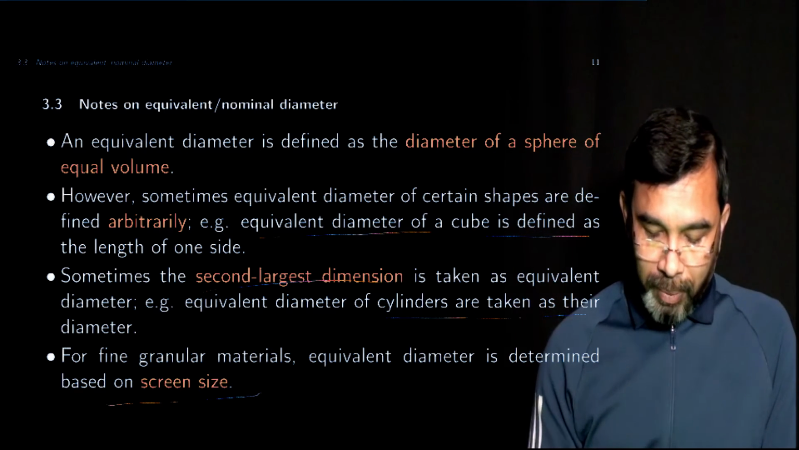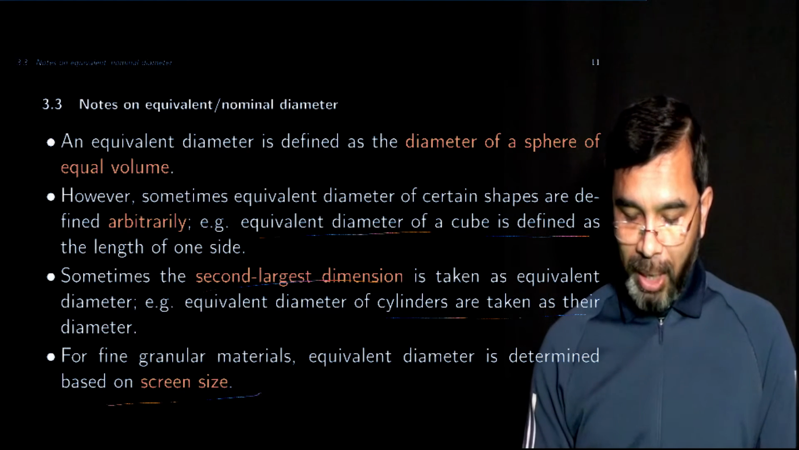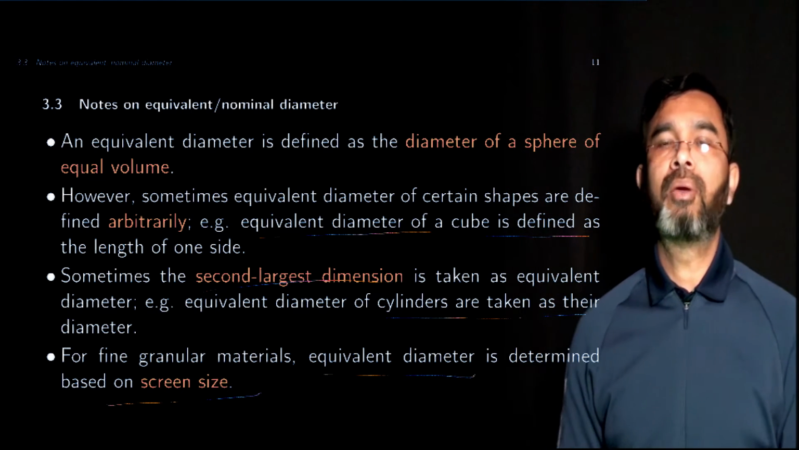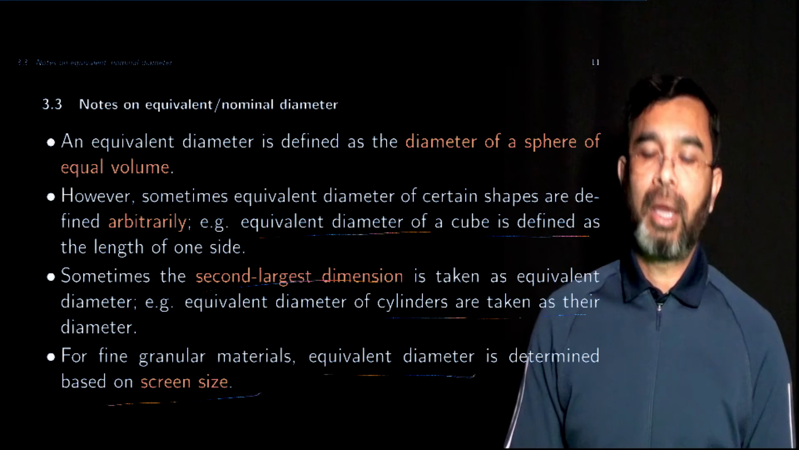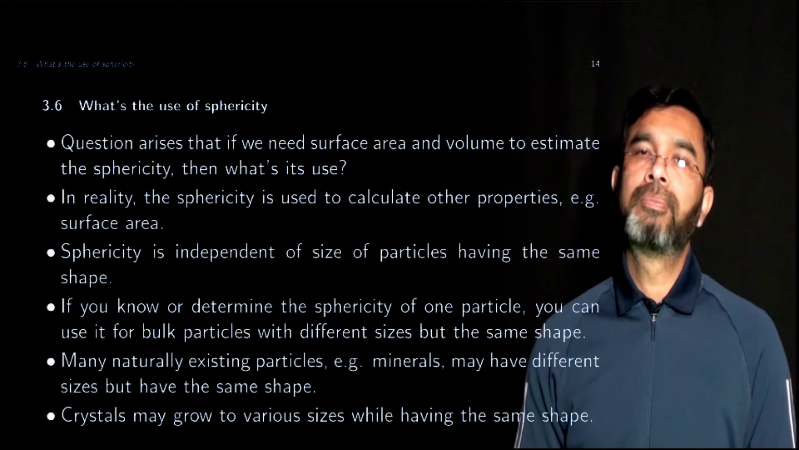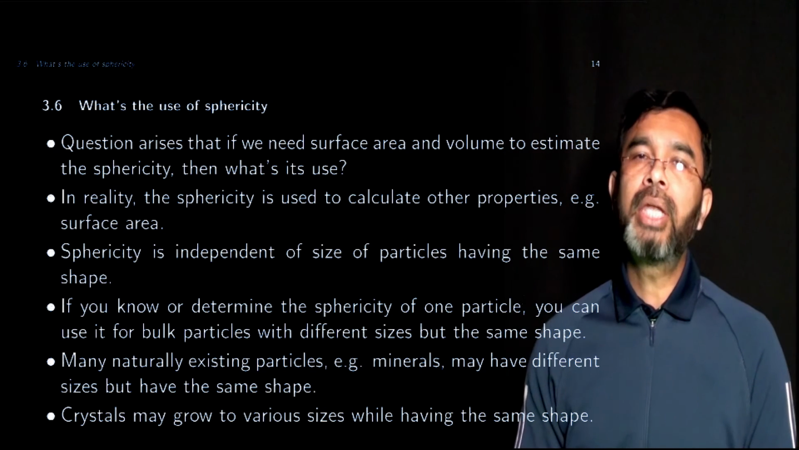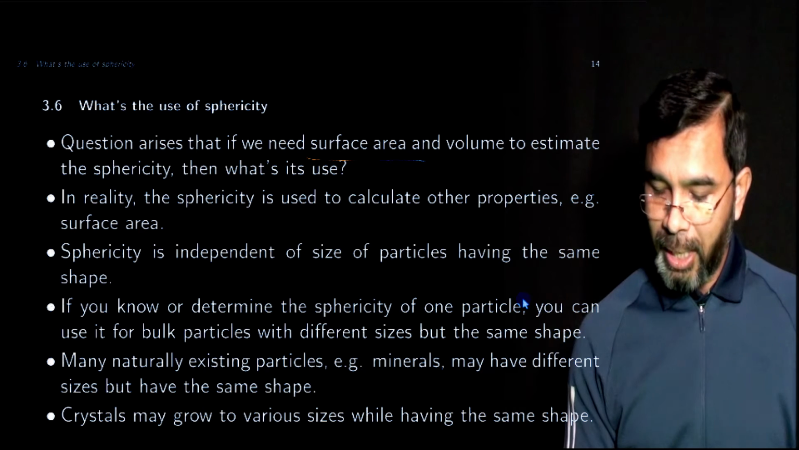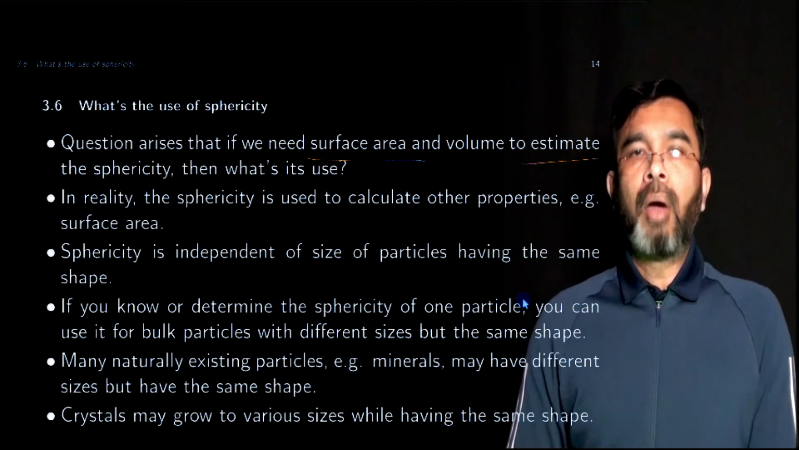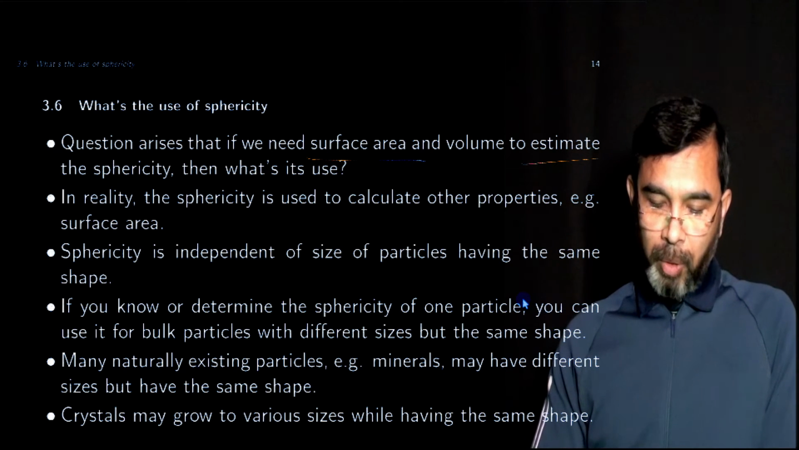Now for irregular materials, often the equivalent diameter is determined based on the screen size. We'll see what that means when we look at the screen analysis in detail. We have defined the term sphericity. Now what is the use of sphericity? If we need to know the surface area and the volume to estimate sphericity, then what's its use? In reality, sphericity is used to calculate other properties.